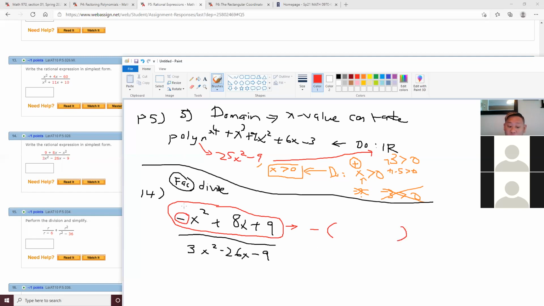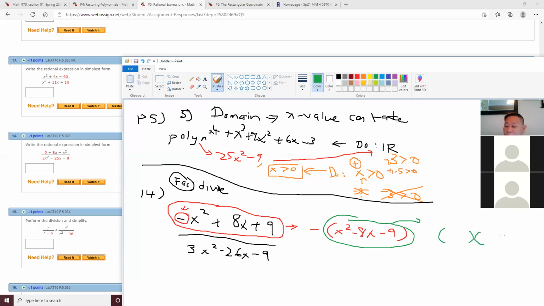Okay, because the GCF here is negative, you will get x squared. And when you factor the negative out, all your signs will be changed. So this negative x squared becomes positive x squared. This 8x becomes negative 8x. And then this 9 will become negative 9. And then you have to factor what is inside the parentheses.